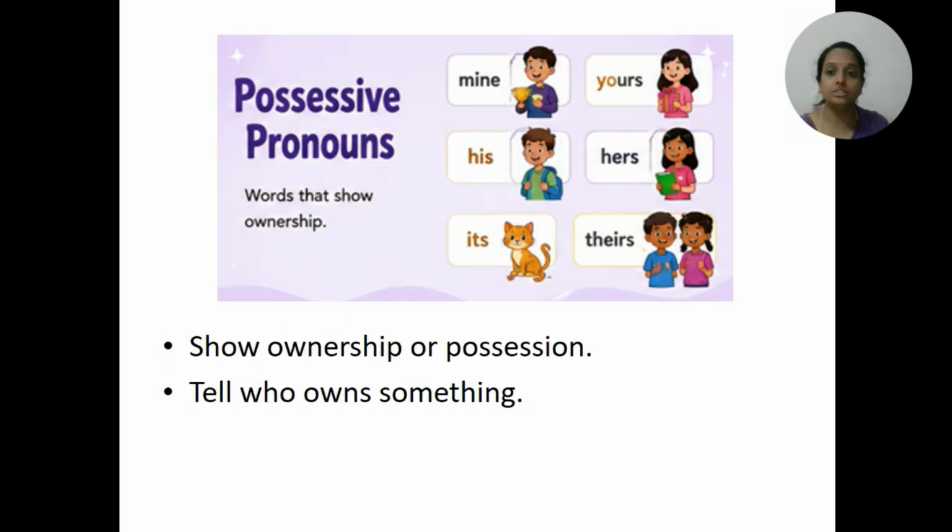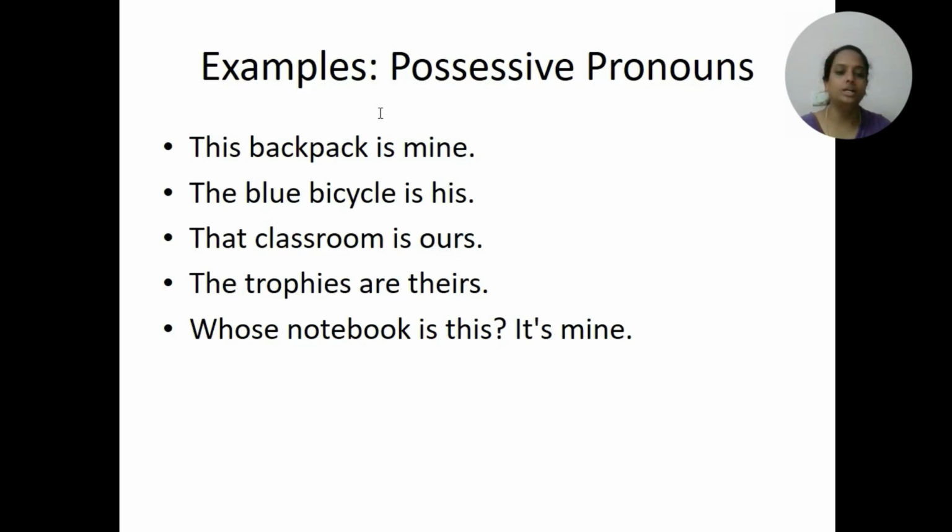The next comes the possessive pronouns. Now imagine your friend says, "That pencil is mine." Notice something, the word tells us who owns something. That's exactly what possessive pronouns do. They show ownership. Some common possessive pronouns are mine, yours, his, hers, ours, theirs.